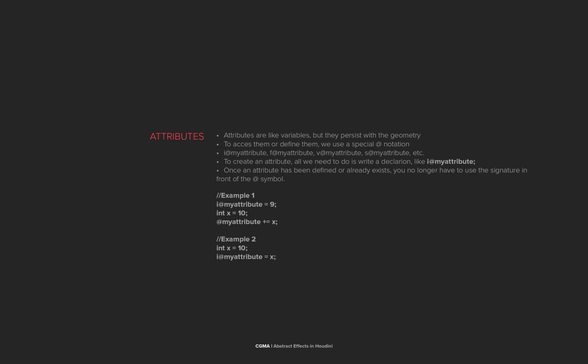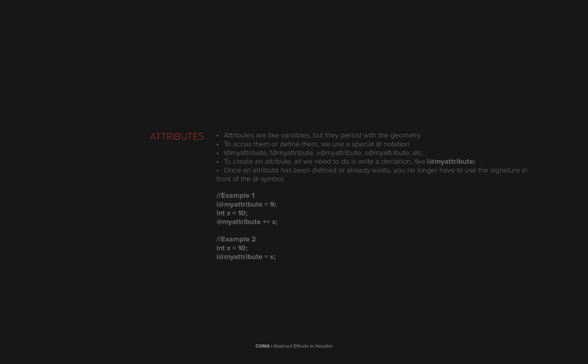And notice in this example that I don't need to use the i in front of the @ symbol once it's already been defined. Example number 2 would be something where we're establishing some value that we want to put into the attribute. In this case, we're saying we want x to equal 10. And now because that attribute doesn't already exist, I do need to use the i in front of the @ symbol here because I'm creating this right now. So I'm saying i@myattribute is equal to x.